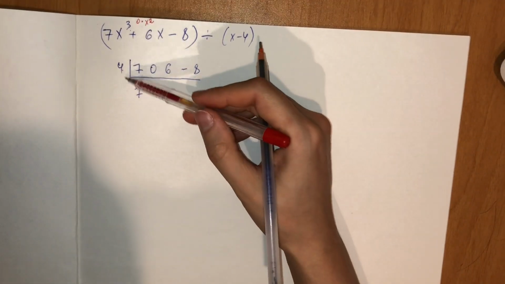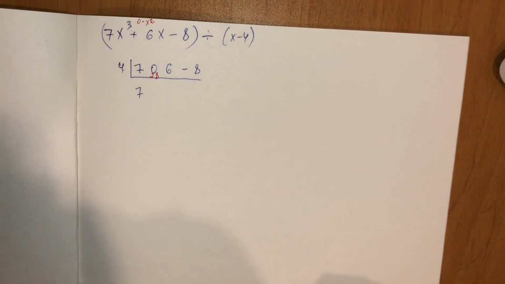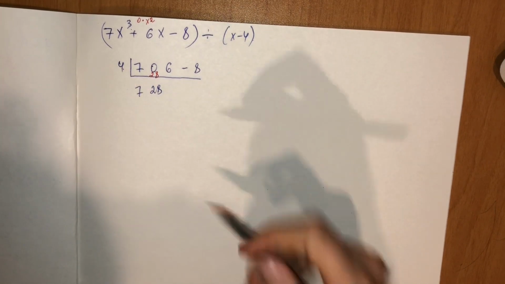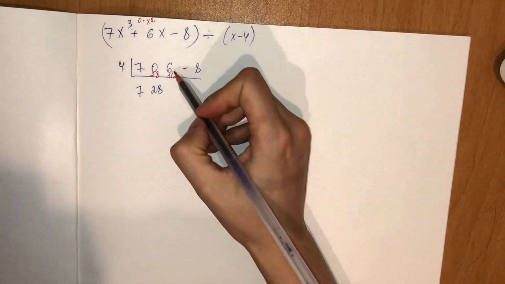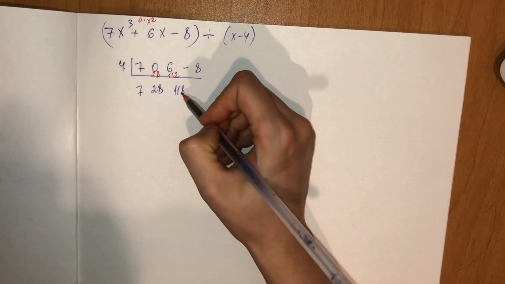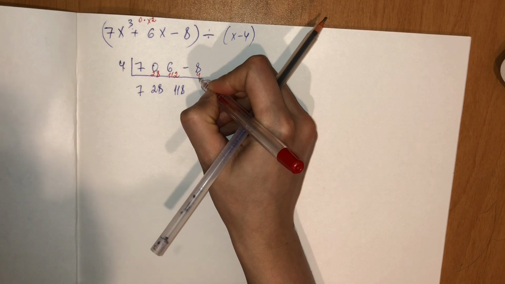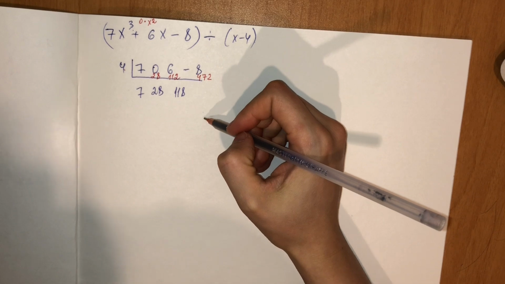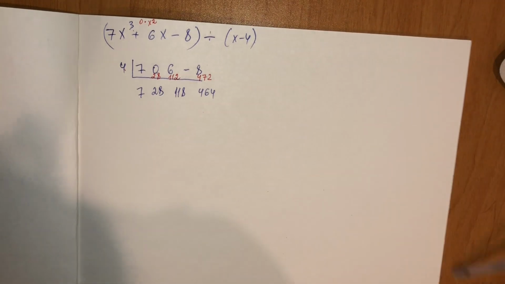And 4 times 7 is 28. We will get 28 here. 4 times 28 is equal to 112, and if we add these numbers we will get 118. 4 times 118 is equal to 472, and if we add these numbers we will get here 464.